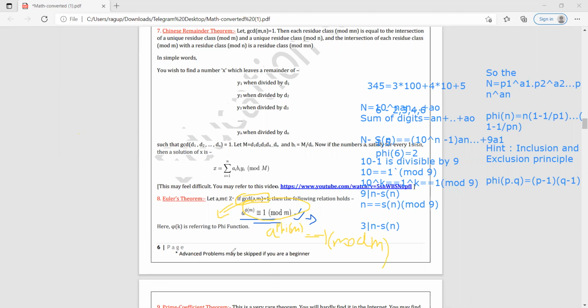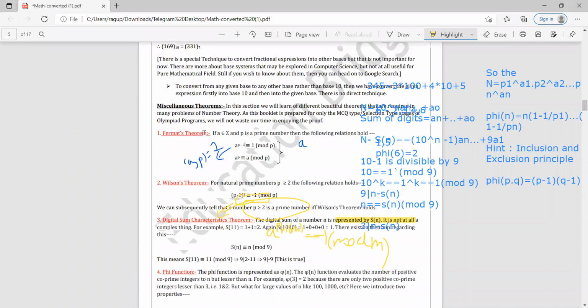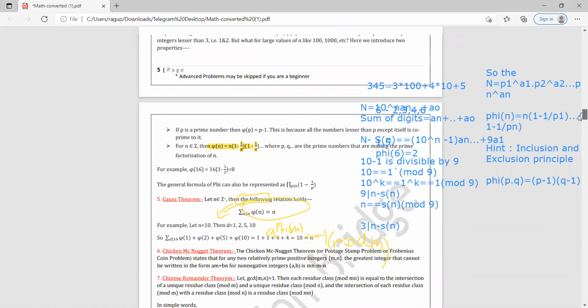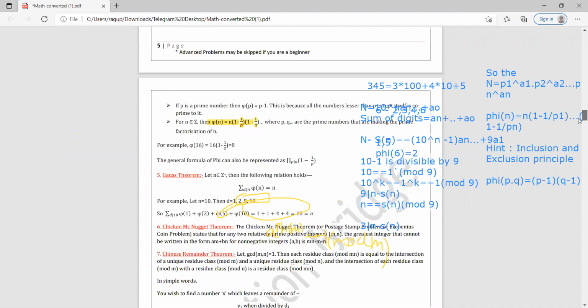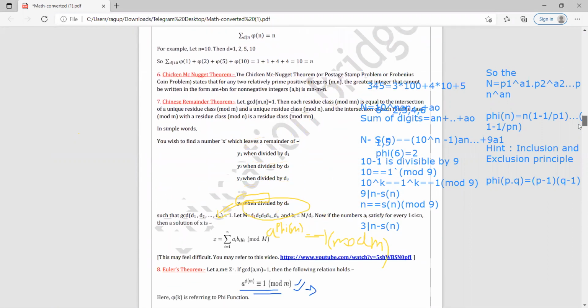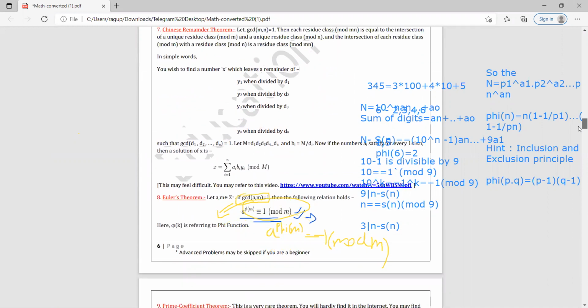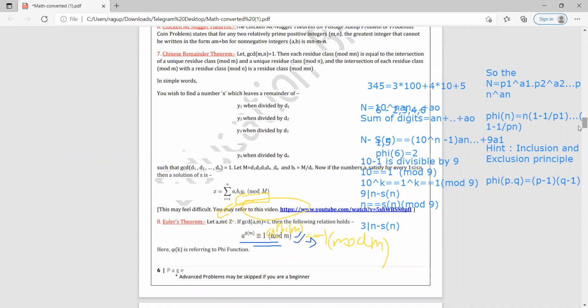The idea used to prove Euler's theorem is similar to the idea used to prove Fermat's theorem. So I would give a task for you all to prove this. Comment down your proof of Euler's theorem, and don't comment down the whole proof because it would be very long. Just brief it out.